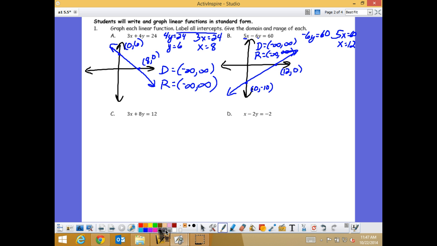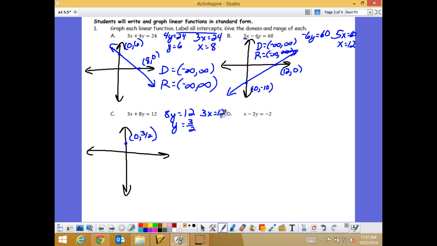With the third one, to find the y-intercept, once again, we plug 0 in for x. So we're left with 8y is equal to 12. So y is equal to 3 halves. Let that be right about there. And label it. Find the x-intercept. We plug 0 in for y, so we're left with 3x is equal to 12. So x is equal to 4.